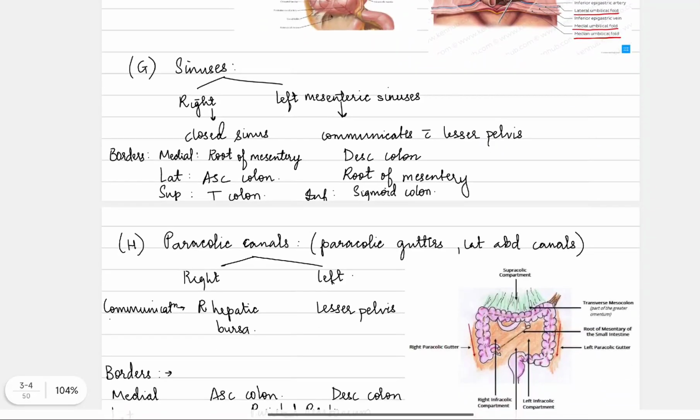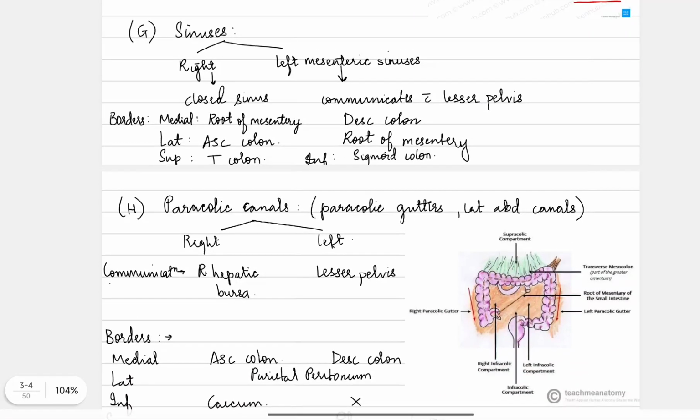Next are the sinuses. There are right and left mesenteric sinuses. The right is a closed sinus, and the left mesenteric sinus communicates with the lesser pelvis. The borders of the closed sinus: medially is the root of the mesentery, laterally is the ascending colon, and superiorly is the transverse colon. For the left: medially is the descending colon, laterally is the root of the mesentery, and inferiorly is the sigmoid colon.